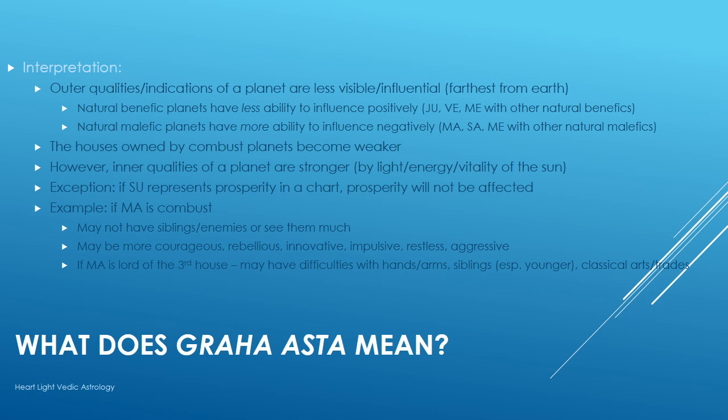So let's just talk about one example. If Mars is combust in somebody's chart, Mars can represent things like siblings and enemies. So if Mars is combust, you may not have siblings, or maybe you're an only child, or maybe you had other siblings who didn't survive childhood. Mars can also represent enemies. So maybe you don't tend to have very many enemies, or if you do have them, you don't see them very much. They're at a distance at best. That's how this kind of energy can manifest.